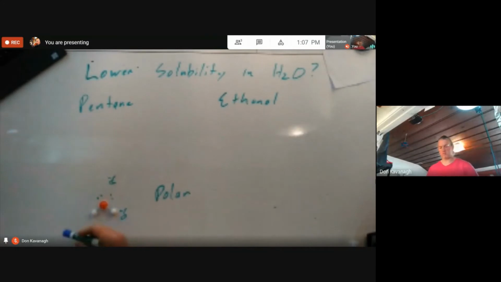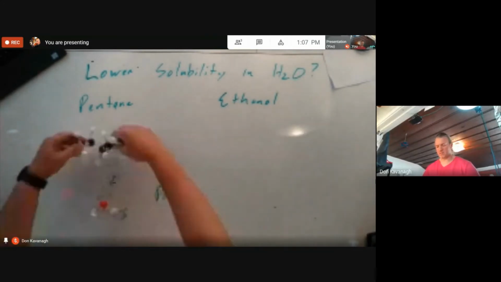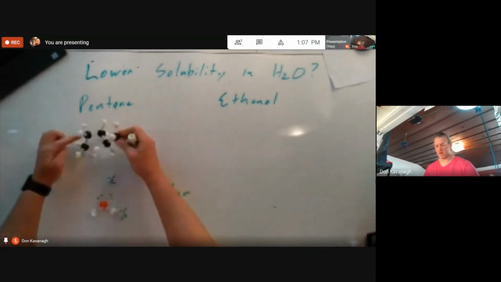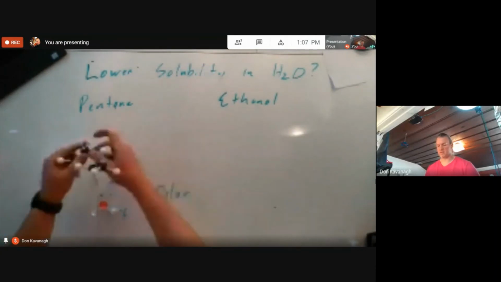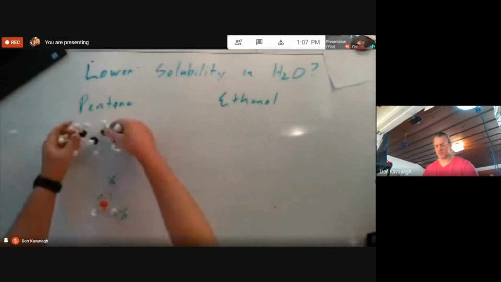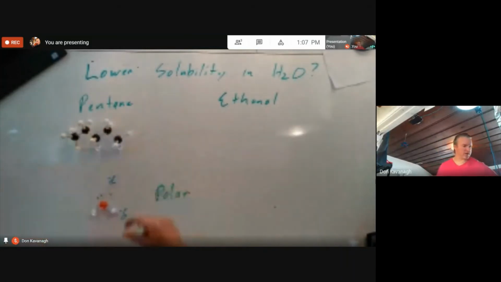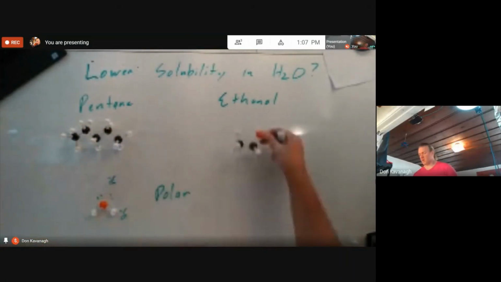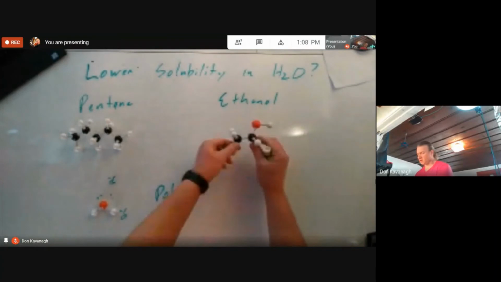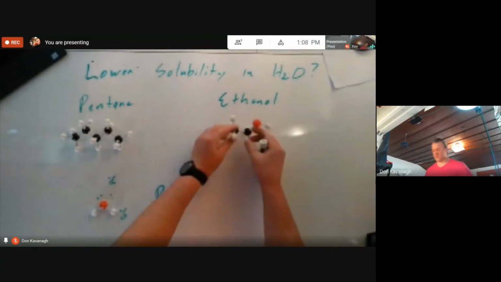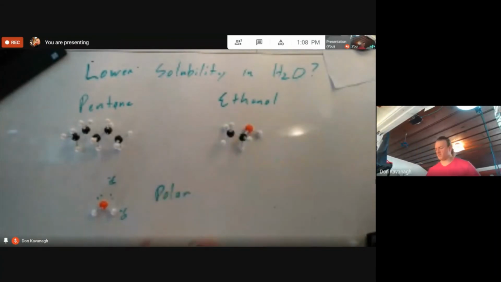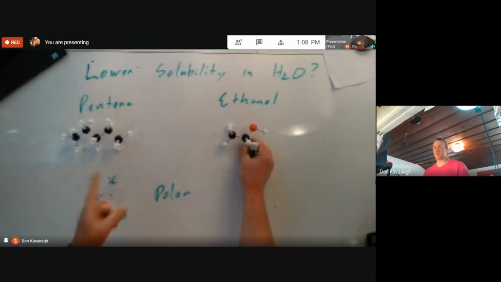This is a little model of pentane, the 5 carbons in pentane, and I'll stretch it out to its lowest conformational energy state. And this is a little molecule of ethanol, also in its lowest energy conformation. In these structures here, the thing that's going to have the lower solubility in water is going to be the thing that's most not like water.